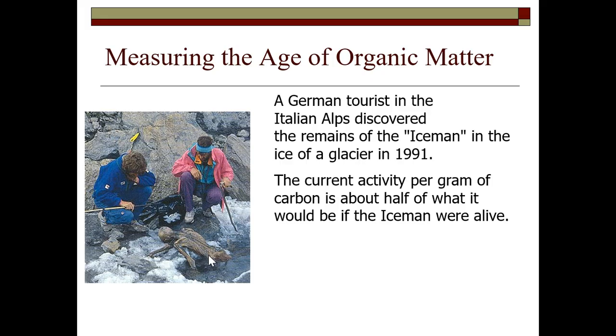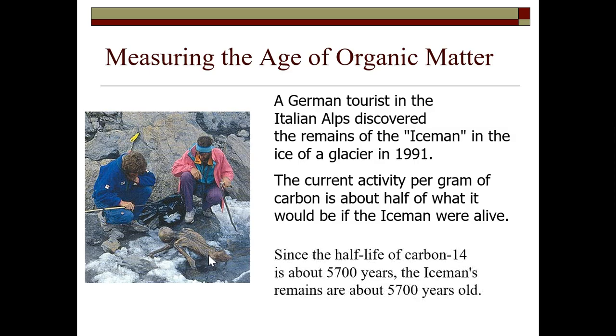If he has half of what he should have, that means it's been one half-life of carbon-14, and that half-life of carbon-14 is 5,700 years, give or take. So that means that Iceman's body had died, stopped living, 5,700 years ago, give or take. So this is the way that carbon dating is done.